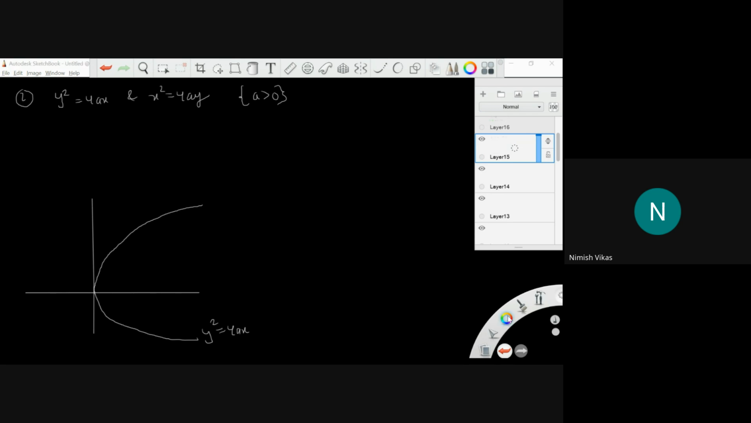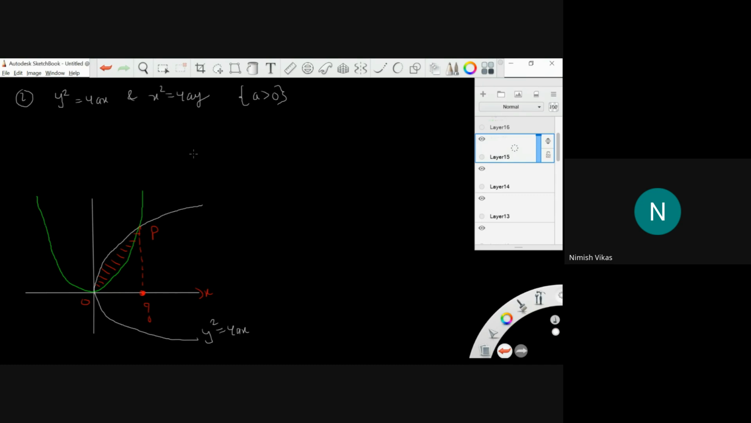And then the next parabola, x square is equal to 4ay, goes like this. So the area bounded between these two graphs, we have to find this area. Again, it will be the same logic, upper graph minus lower graph. So we have this as 0, the x-axis. Now what is this point? Let's say this is point P.